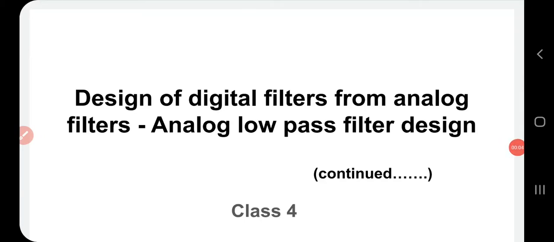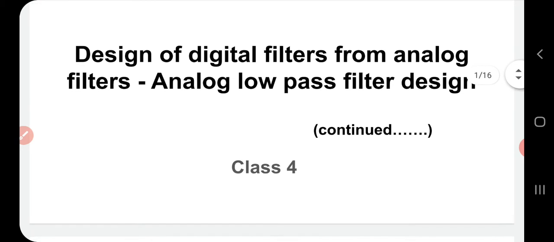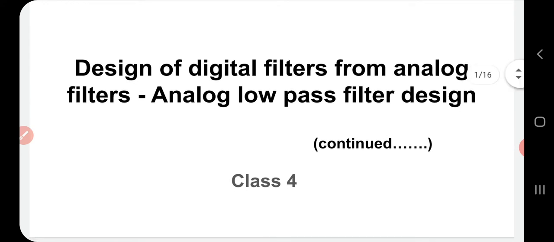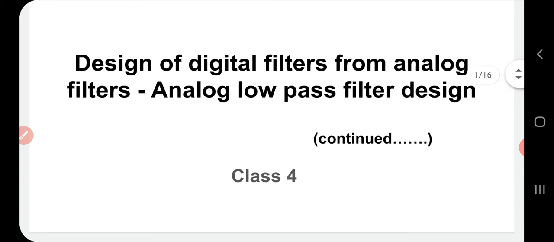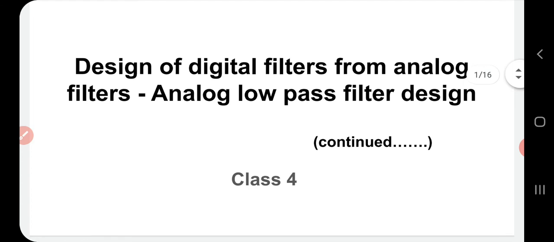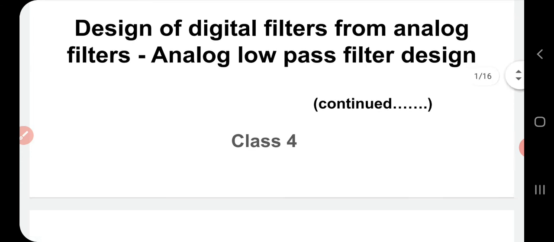Good morning. Now, this is the continuation of our class 3, that is the design of digital filters from analog filters, that is analog low pass filter design. So, in the last class, I hope you remember that we have studied about the design and specifications of Butterworth filter. Okay, now in this class, we'll finish up this topic, and here we will be discussing about the other two filters, that is Chebyshev filters and elliptic filters. Okay, their design and a brief specifications.